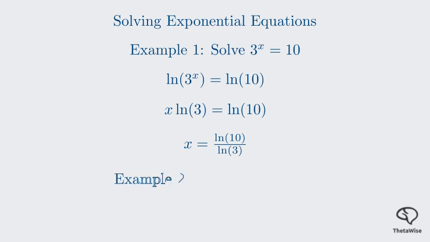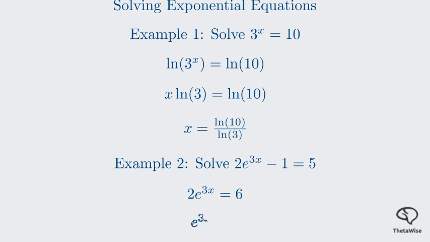Example 2. Solve 2 times e to the power of 3x minus 1 equals 5. First, we must isolate the exponential term, e to the 3x. Add 1 to both sides to get 2 e to the 3x equals 6. Then divide by 2 to get e to the 3x equals 3.